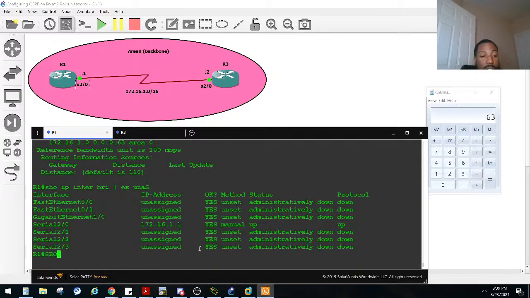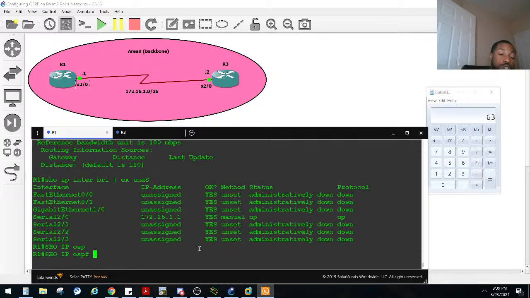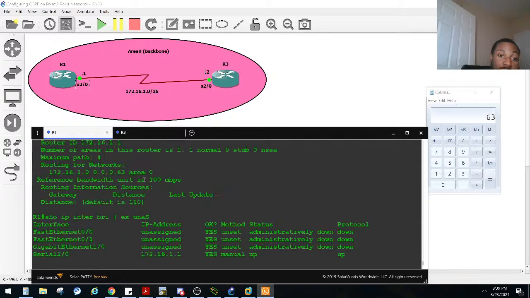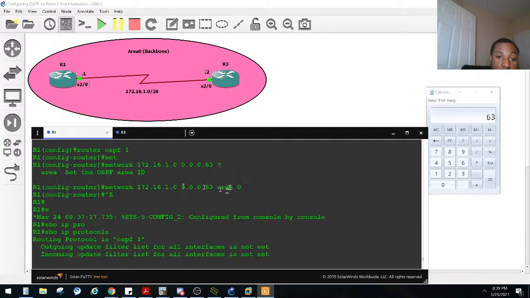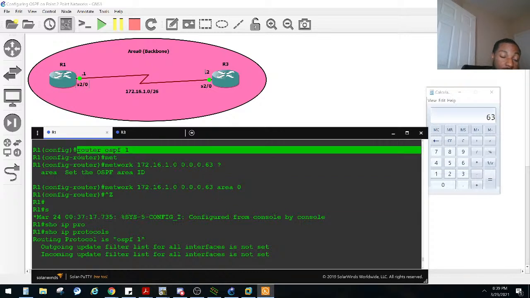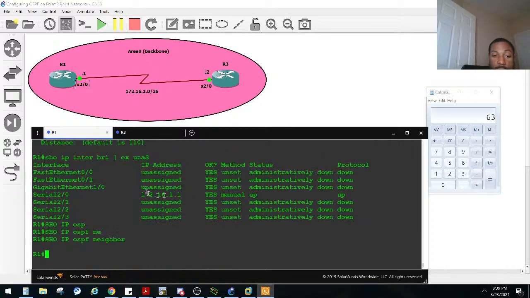We could also verify our work with show IP OSPF neighbor, and we'll see we don't have any neighbors. Why? Because we didn't enable OSPF on the other side yet. We got to do the same thing we did over here, with this network statement on the other side. Oh, and we also have to enable router OSPF on that other router.